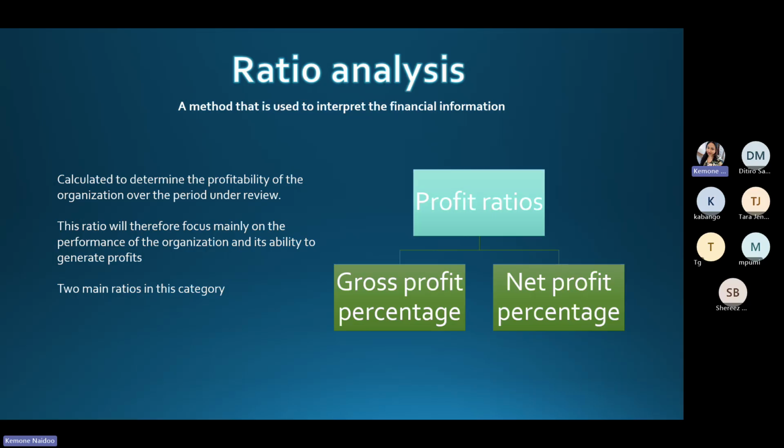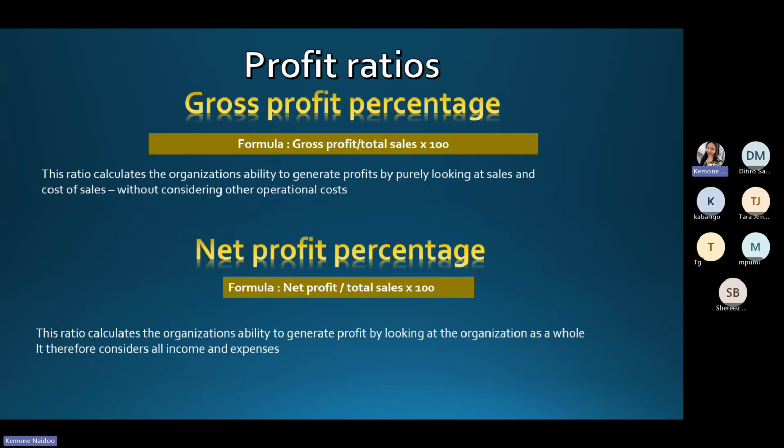Okay. Now remember, a ratio is there to give you an outcome, to tell you exactly what the performance is looking like on something, or to give you an understanding of whatever you are calculating. So when businesses calculate these ratios, they have an objective in mind. For example, when it comes to profit ratios, we are looking at gross profit percentage and net profit percentage. The first one being gross profit percentage.